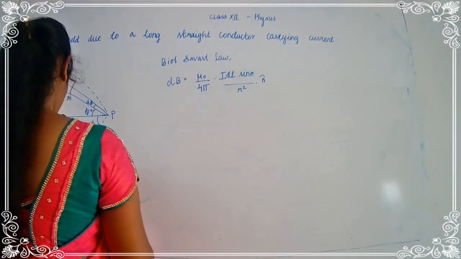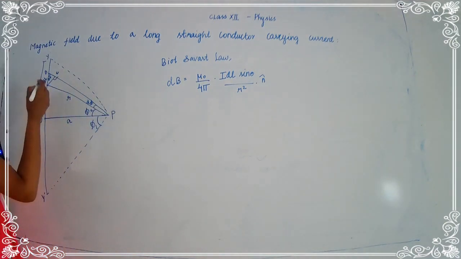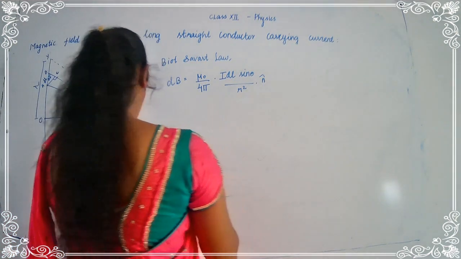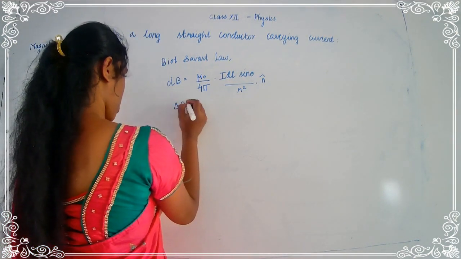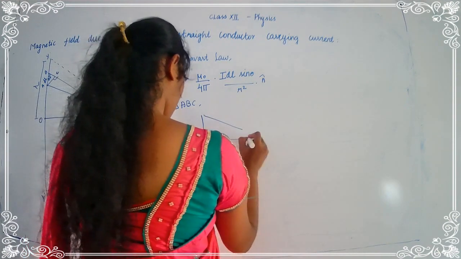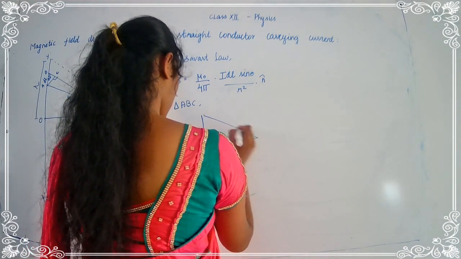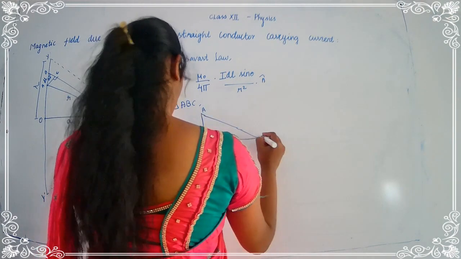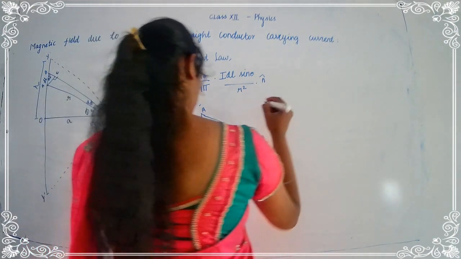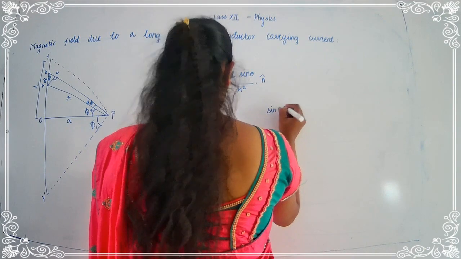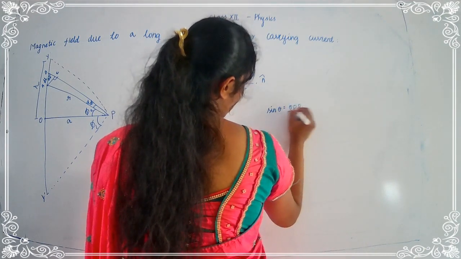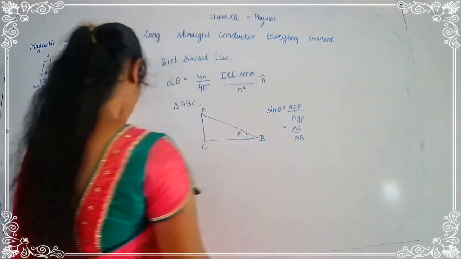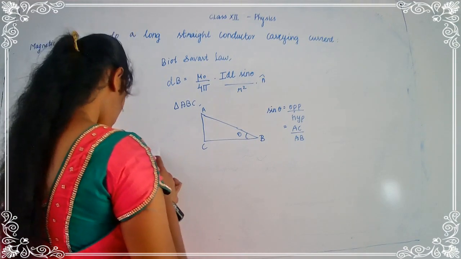And here we are taking the triangle ABC. See here, ABC. In the triangle ABC, this is A, C, and B. So, what is sin theta? Sin theta is equal to opposite side by hypotenuse, so that is AC by AB. AC by AB. From this equation, what is AC?